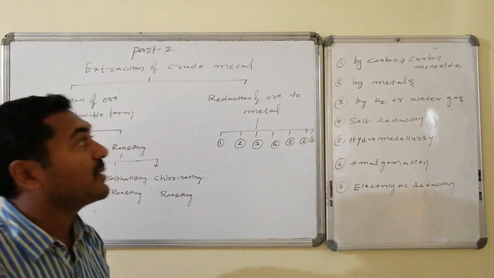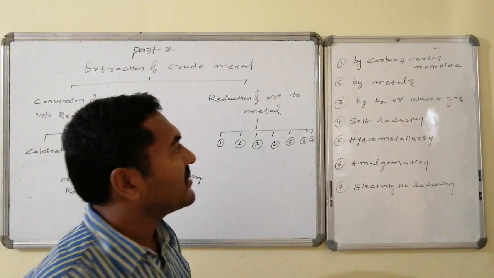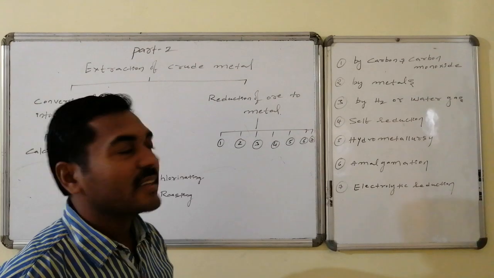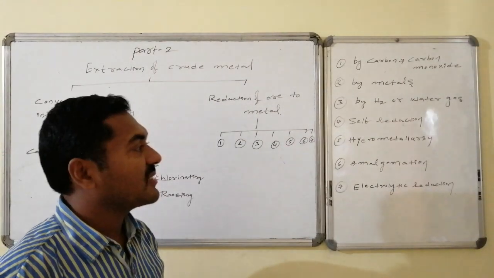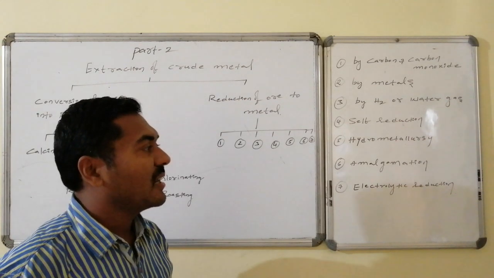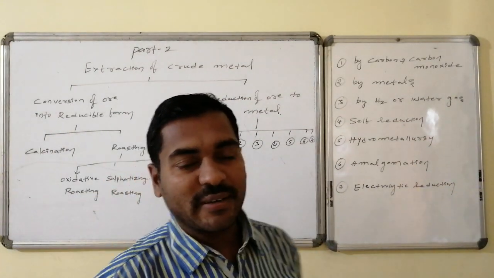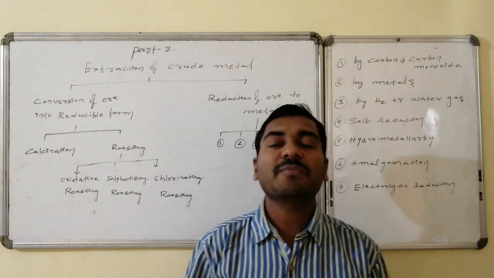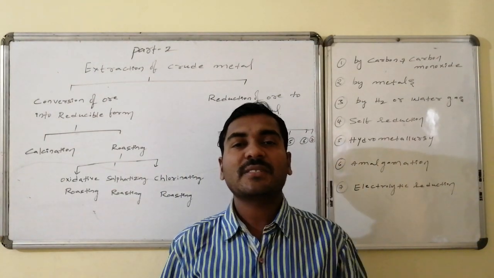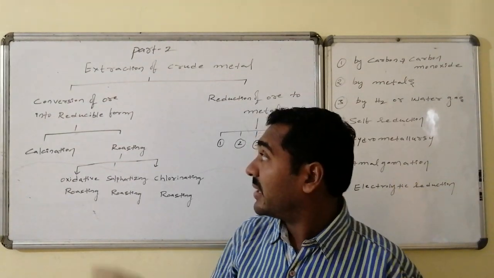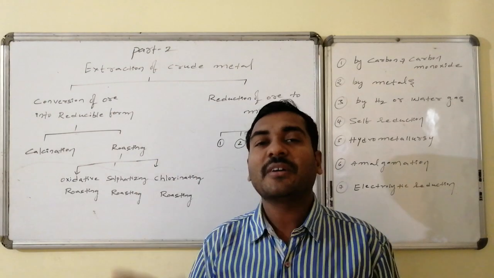reduction of ore to metal, that can be done by carbon followed by carbon monoxide, or by metals as reducing agent, hydrogen or water gas as reducing agents, self reduction process, hydrometallurgy, amalgamation, and even electrolytic reduction can also be applied. These are the total processes involved in the second part, that is conversion of ore to metal, including conversion of ore to reducible form and reducible form to reduced form.